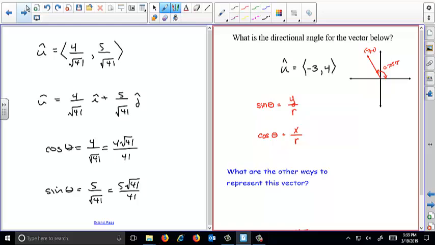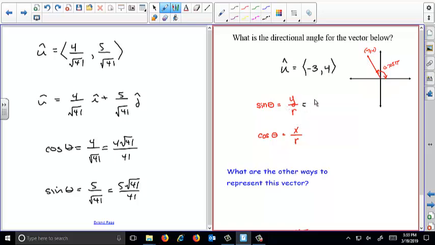So here's another problem relating to it. What is the directional angle for the vector below? So that's what we're talking about here. One way is you could come up with a unit vector in this direction, but you can also just look at it as the same kind of situation as we had for the trig functions of any angle. We use these coordinates to calculate the sine and the cosine.